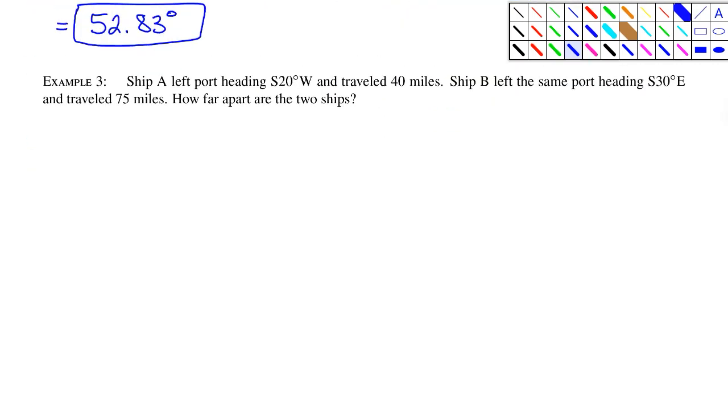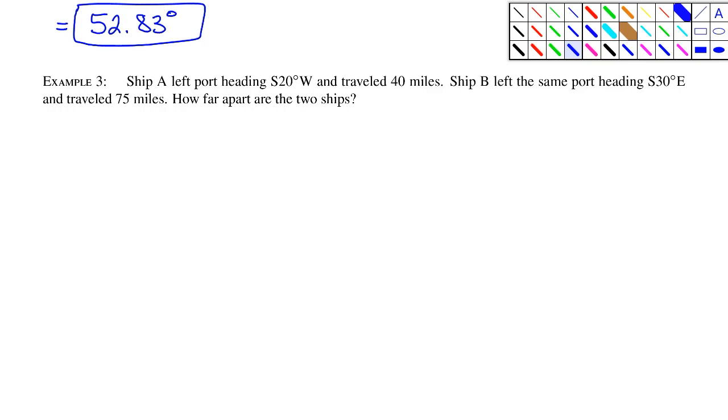Let's look at example 3. Ship A left port heading south 20 degrees west and traveled 40 miles. Ship B left the same port traveling south 30 degrees east and traveled 75 miles. How far apart are the two ships?